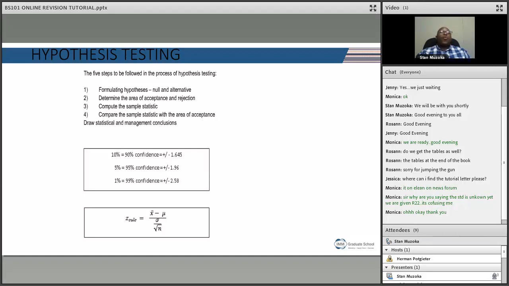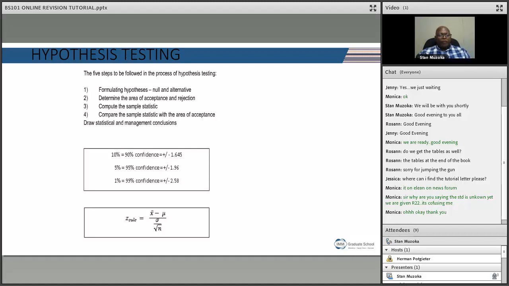And then we draw our conclusions. When we do a hypothesis test, we test at a level of significance. The level of significance is related to the level of confidence. We either test at a 10% level of significance, which is related to the 90% level of confidence, or we may test at a 5% level of significance, which relates to a 95% level of confidence, or a 1% level of significance, which relates to a 99% level of confidence.